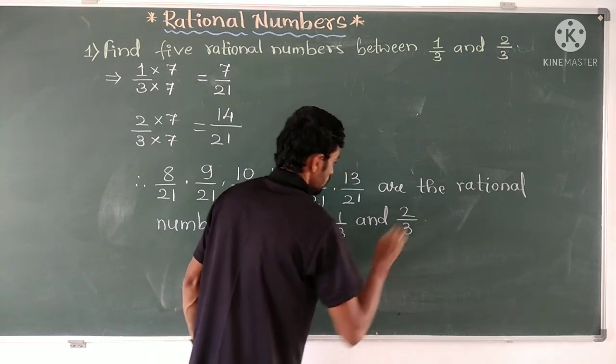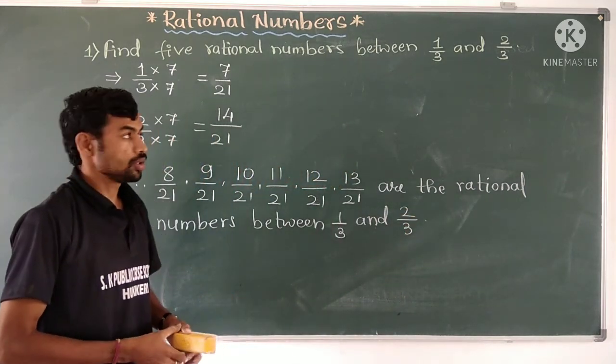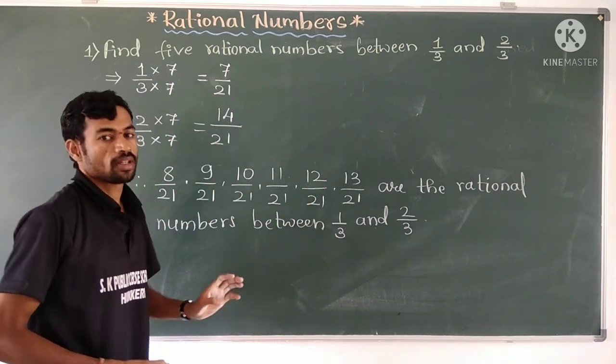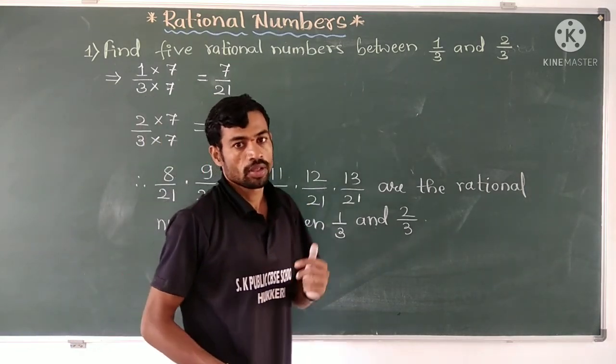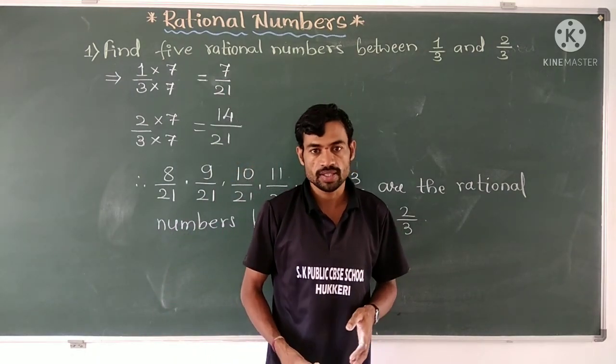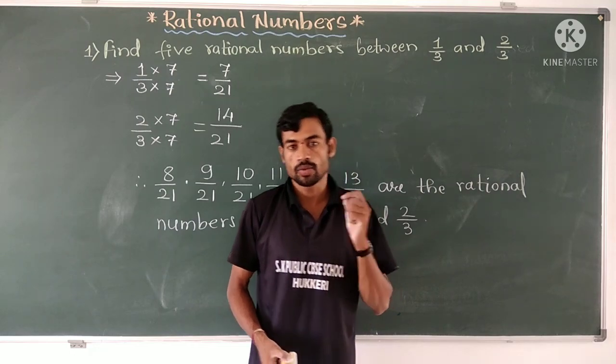So I hope you understood how to find the rational numbers between any two given rational numbers. In the next class we will discuss exercise 1.2.